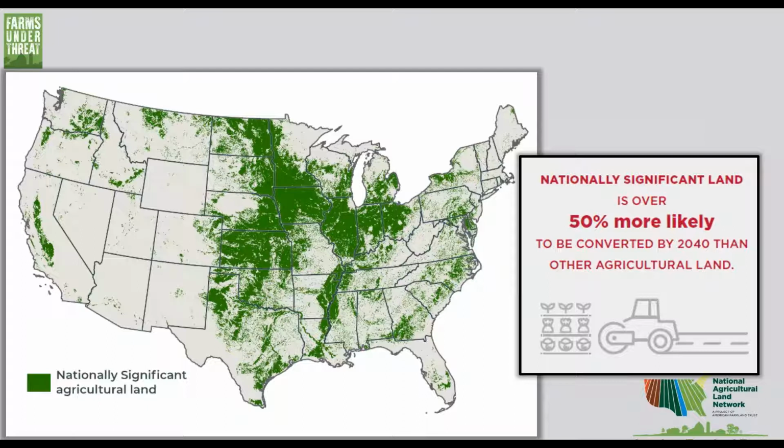Our modeling shows that nearly half of the projected conversion from 2016 to 2040 will occur on this type of land, even though it represents only 38% of the country's farm and ranch land as a whole. The more nationally significant land converted, the more reliant we become on marginal land for food production. And to put this potential loss of 9 million acres of nationally significant land in perspective, the total acreage of land in the U.S. devoted to fruit and nut and vegetable production is just 10.4 million acres.